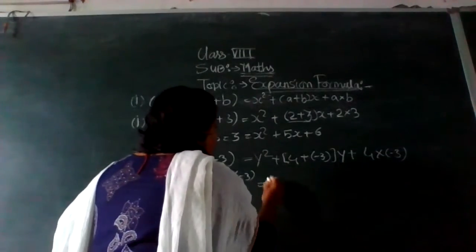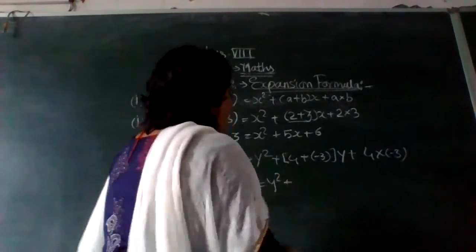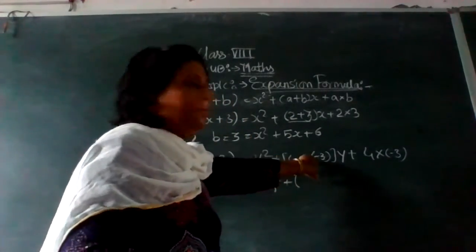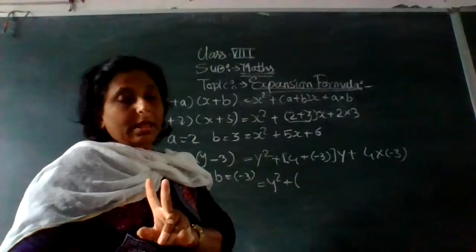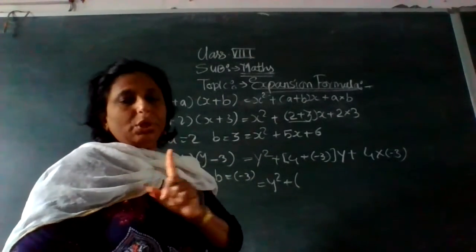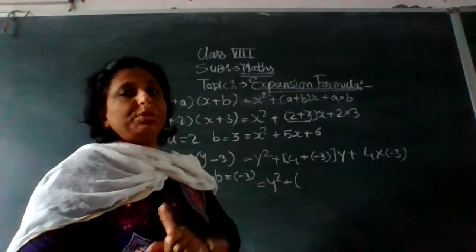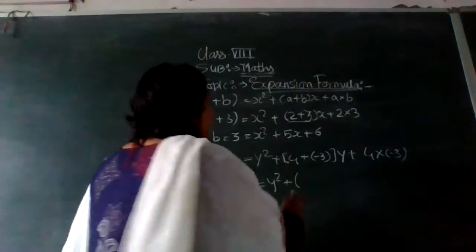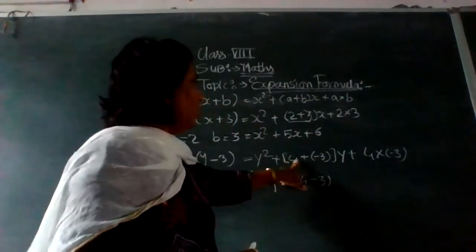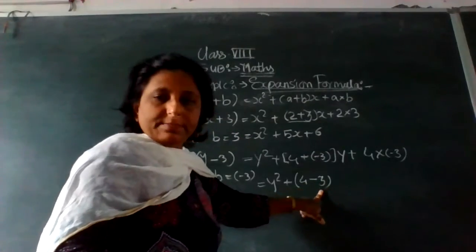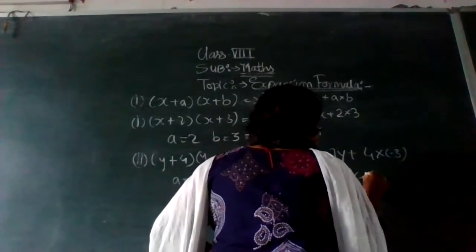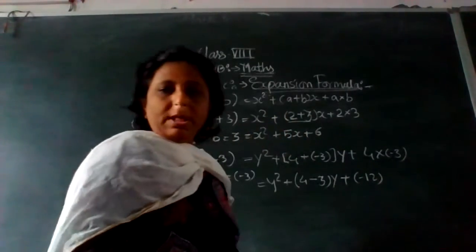So now what is the answer? y² plus. Here I keep the bracket as it is, because in the middle we have got two signs. In the middle we want only one sign. So first we make the two signs into one sign, that is plus times minus, that is minus. So here 4 plus minus 3 is minus 3. y plus 4 times minus 3 is equal to minus 12.